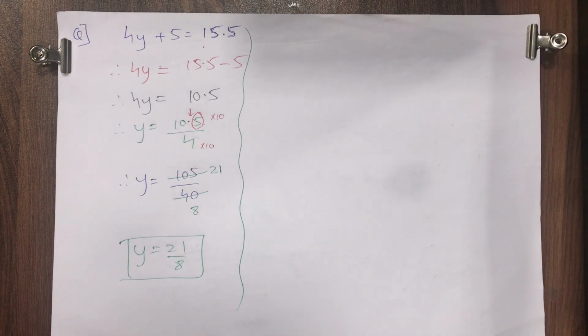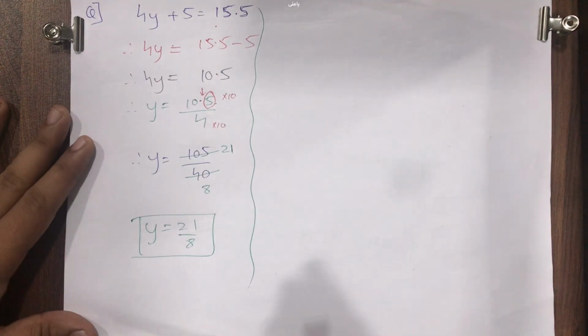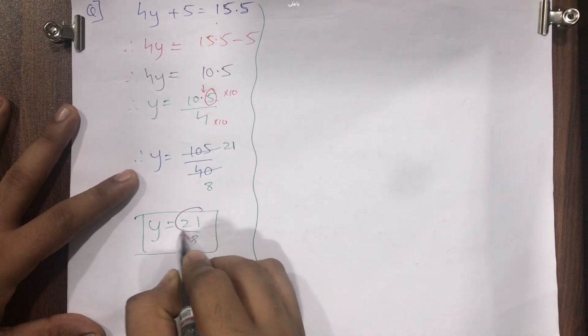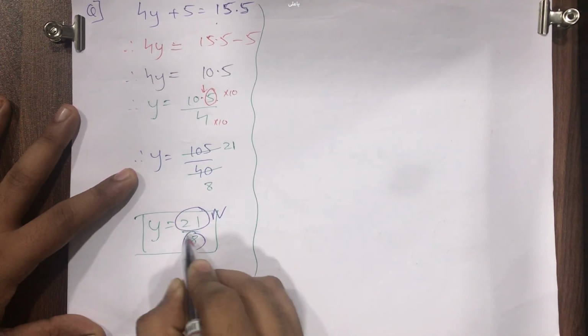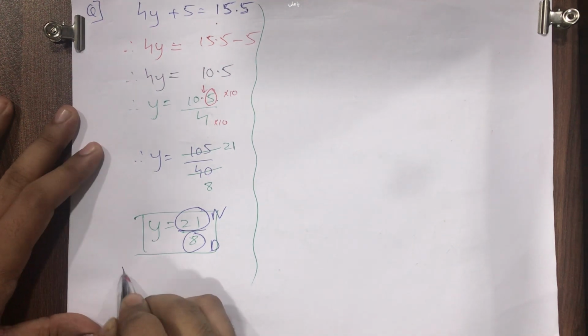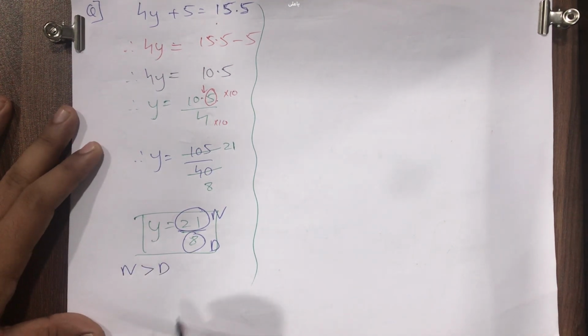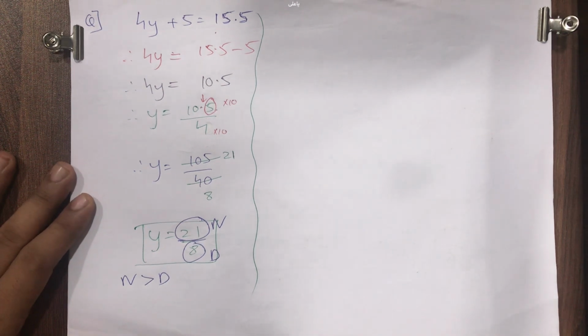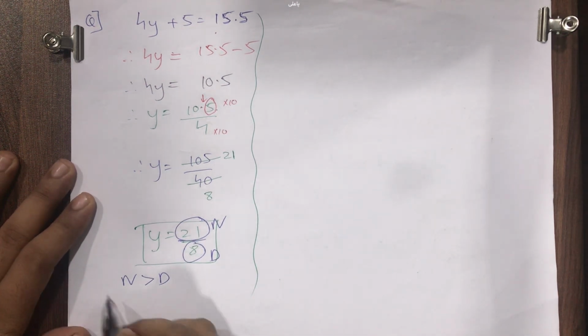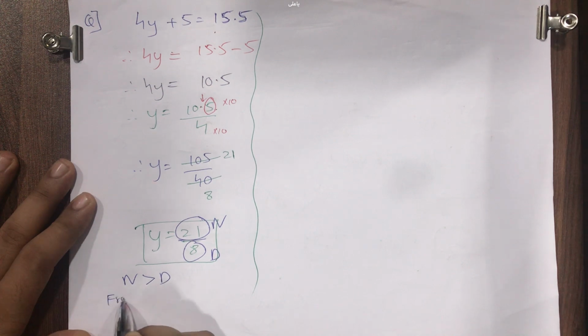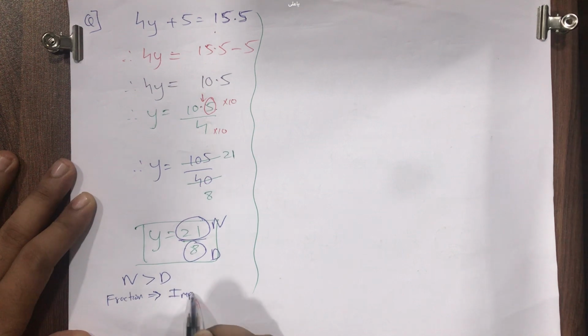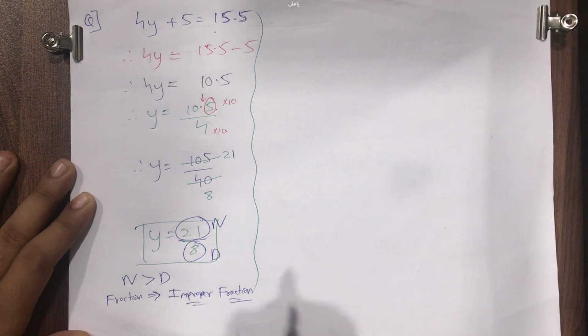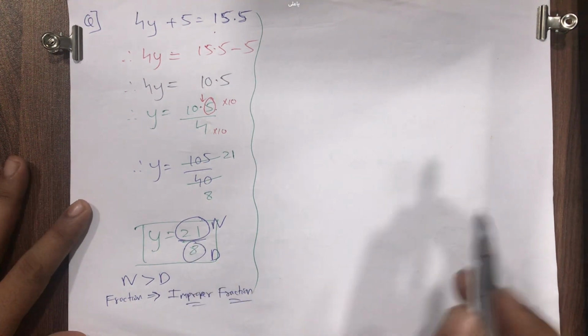Now listen to this very carefully. I have taught you this in the prior cases also. Whenever your numerator, 21, is greater than the denominator, 8, the given fraction is called an improper fraction. I repeat again, here the answer is 21 upon 8, which I need to plot on the number line.